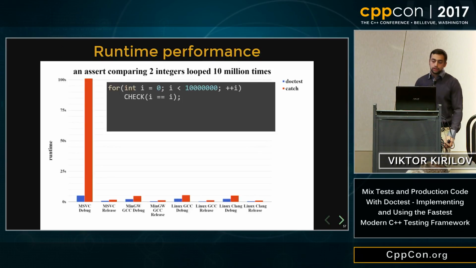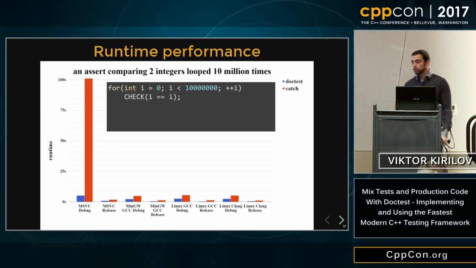So here we see a loop which loops 10 million times, and it compares an integer to itself. Pretty stupid, but it can't get optimized away because there might be side effects. And it's not optimized away. One interesting thing to see is that Visual Studio in debug takes a lot of time to compile. But in all other cases, both frameworks are pretty fast. And both frameworks have made significant progress in their runtime performance in the last 5 to 6 months.